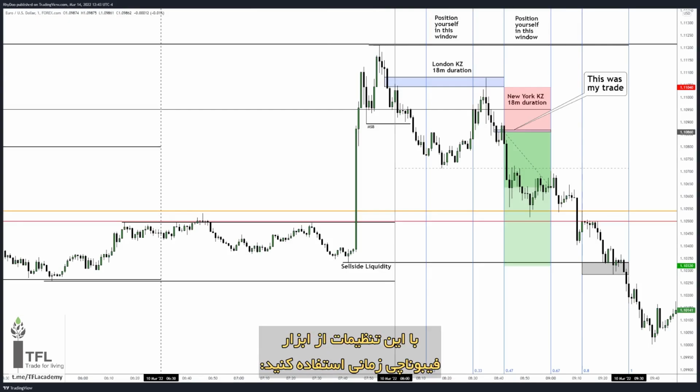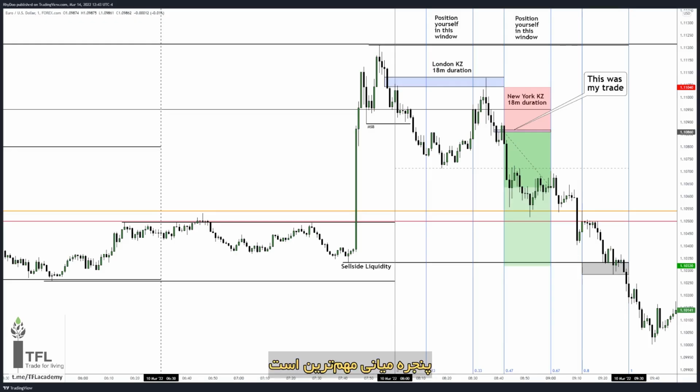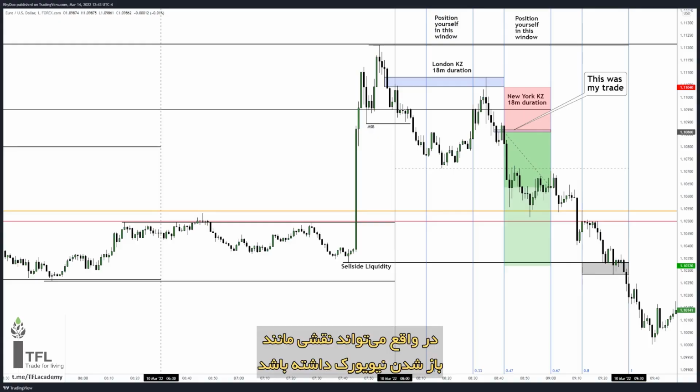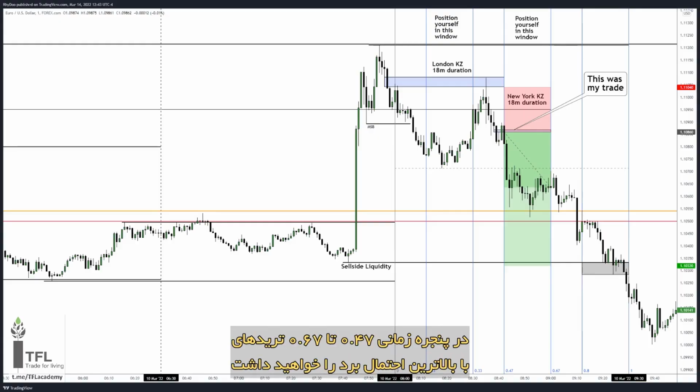Use your Fib time zone tool with these settings: 0, 0.13, 0.33, 0.47, 0.67, 0.8, and 1. Now you have 12 and 18 minutes time windows. You want to position yourself inside a 18-minute time window. The one in the middle is the most important one. It actually can act like the New York opening price. Inside the 0.47 and 0.67 time window you have the highest probability trades.